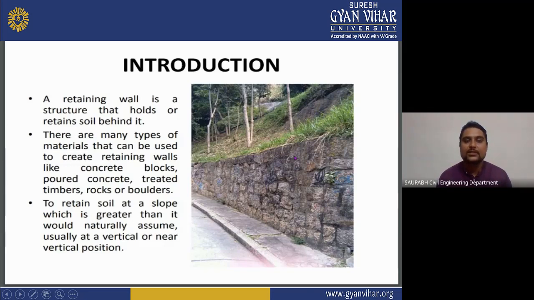A retaining wall is a structure that holds or retains soil behind it. As you can see, the work of a retaining wall is to retain soil behind it. There are many types of material that can be used to create a retaining wall, like concrete blocks, poured concrete, treated timber, rock, or boulders, to retain soil at a slope greater than it would naturally assume, usually at the vertical or near vertical position.